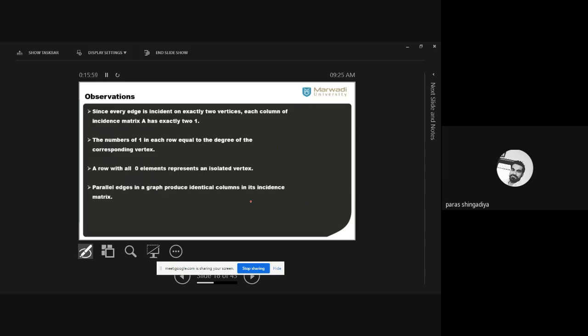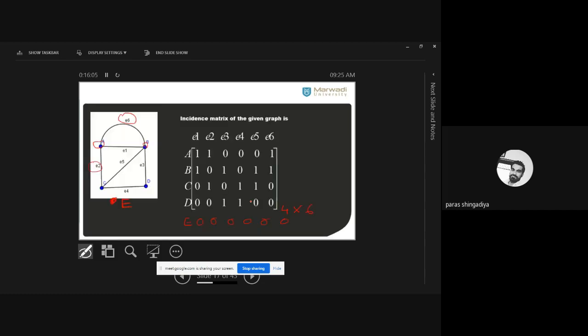And last one, parallel edges in a graph produce identical columns in the incidence matrix. Clear? If there are any parallel edges in your graph, then those columns will be identical columns. So here E1 and E6 are parallel edges. Why are they parallel edges? Because they have the same endpoints A and B. So E1 and E6 are parallel edges. Clear? So that indicates the identical columns.